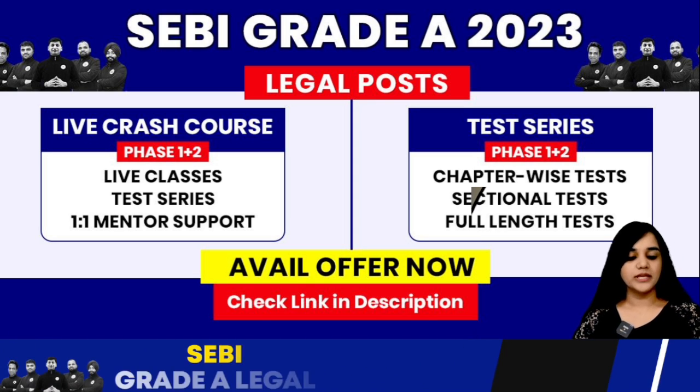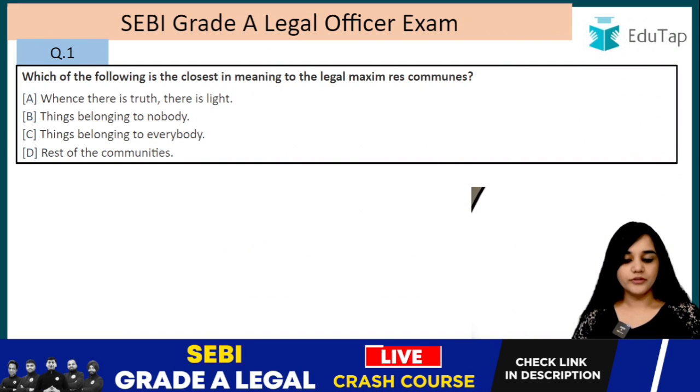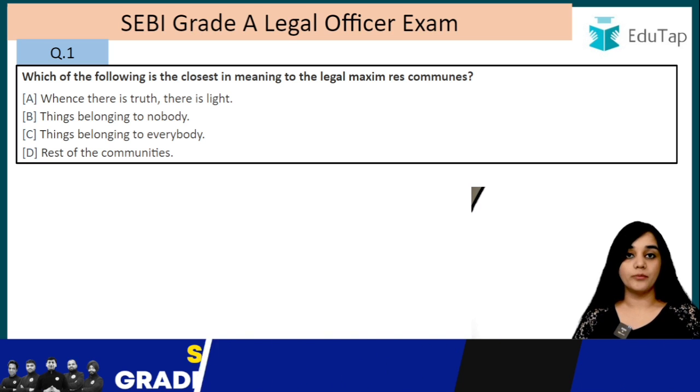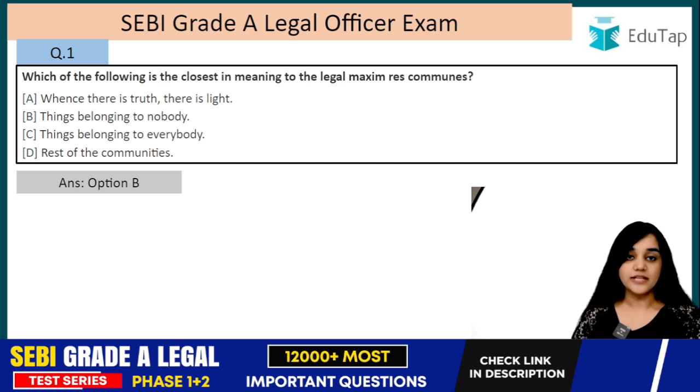Now let's start with the important terms and maxims. Question number 1. Which of the following is closest in the meaning of Latin maxim res communes? So what does res communes mean? Res communes means things belonging to nobody, right? So they are things that belong to nobody but they are in use by everybody.